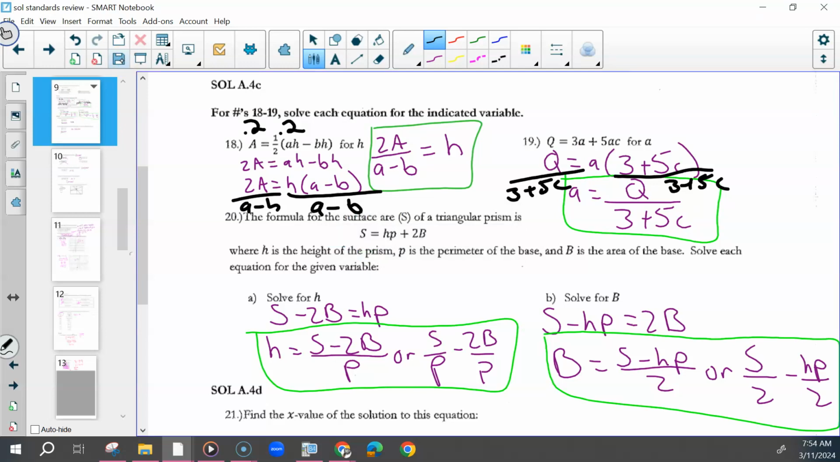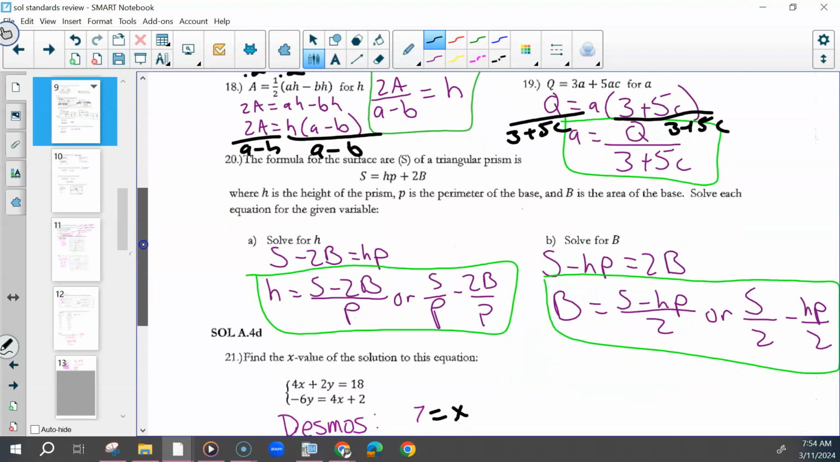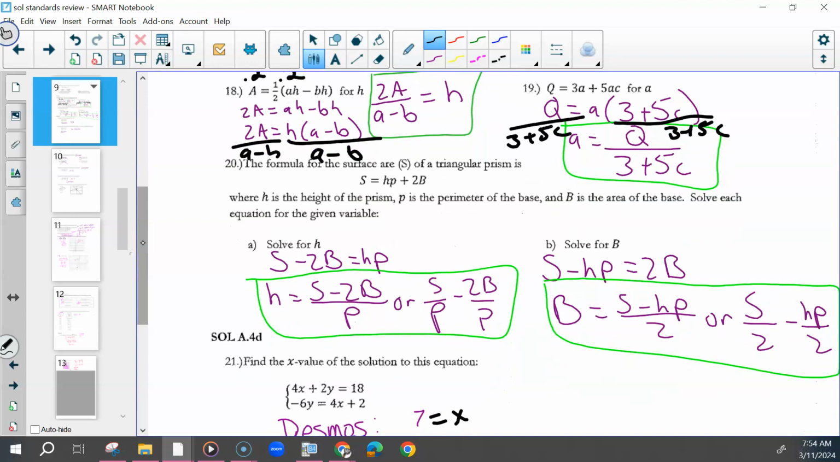For 20, they give you this scenario, but really you just need the equation. And you are solving for h in part A and solving for b in part B. So for h, we could subtract both sides by 2b and divide both sides by c. And for part B, to solve for b, subtract hc on the other side and divide both sides by 2.